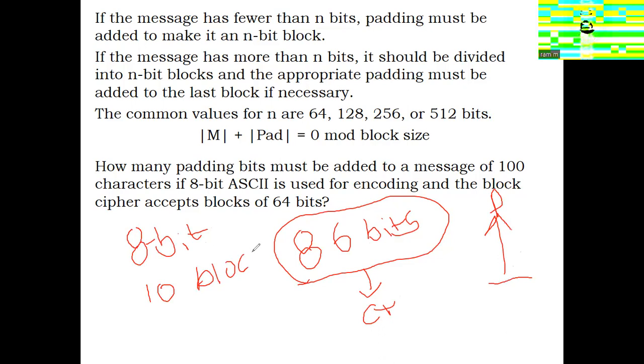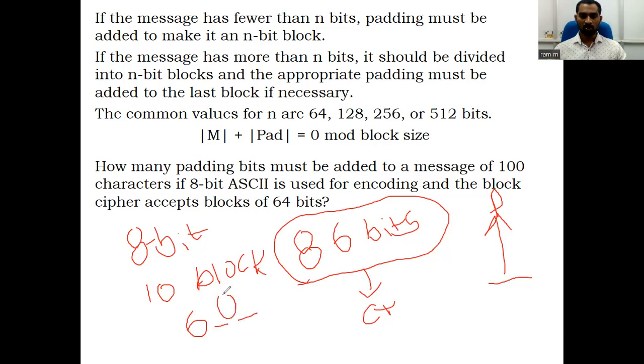For the 11th block, the problem is that I get only 6 bits. At this position, I simply add 2 more zeros to the data. So I got 10 blocks of data, and in the 11th block I got 6 bits and added 2 more bits. This is called padding. Now this also becomes an n-bit block, an 8-bit block. So totally I have 11 blocks of data.